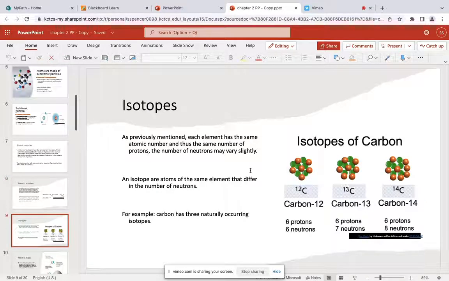So an isotope, what's an isotope, right? Again, I was talking about carbon a minute ago. As previously mentioned, each element has the same atomic number, thus the same number of protons. However, the number of neutrons may vary slightly. So I believe this is a picture from your book, or if not, I found it on the web. So carbon should always, always, always have 6 protons, right? Because that's its atomic number. That's what makes it unique. That's the number of protons that it's been given.